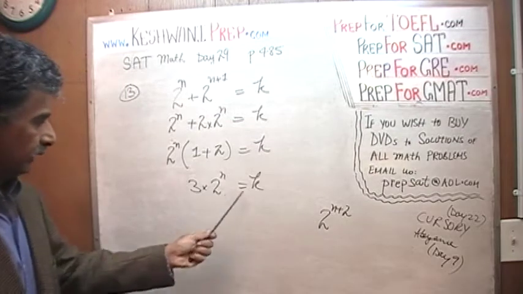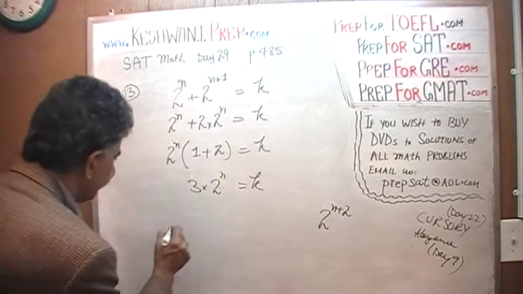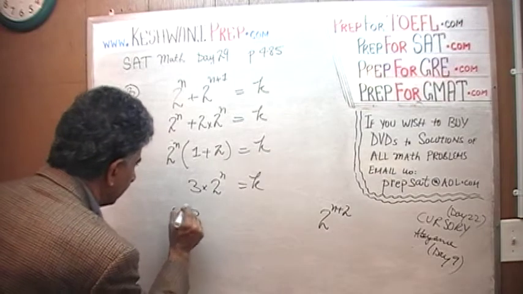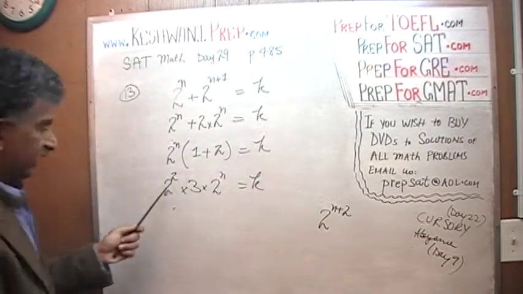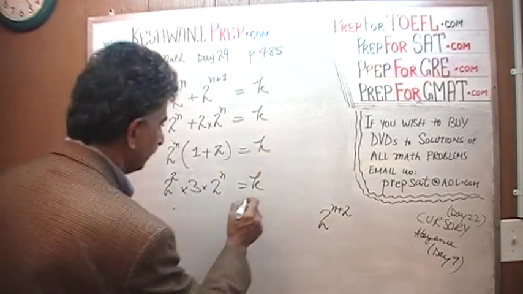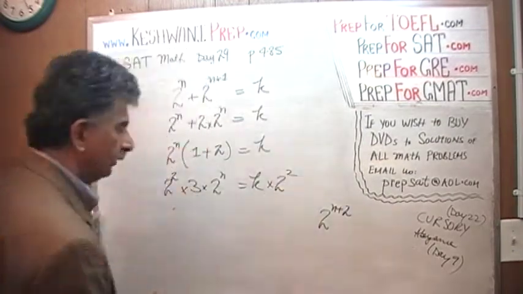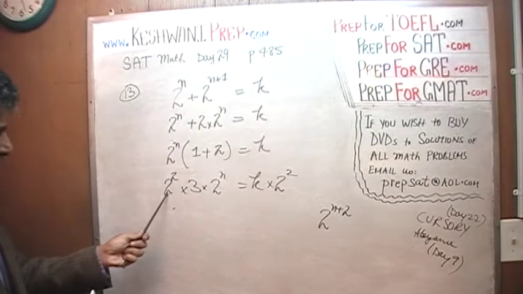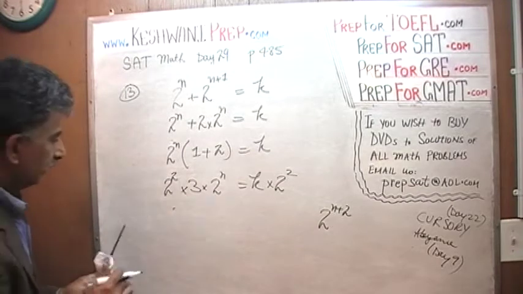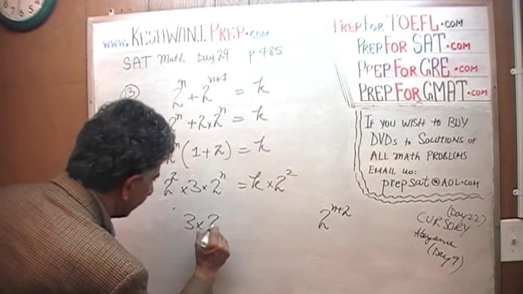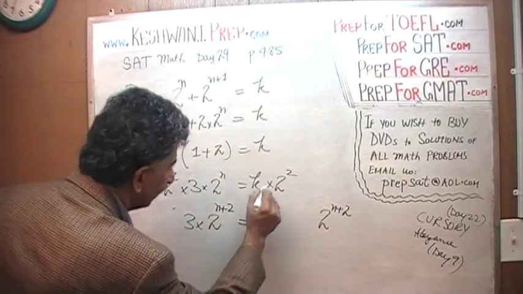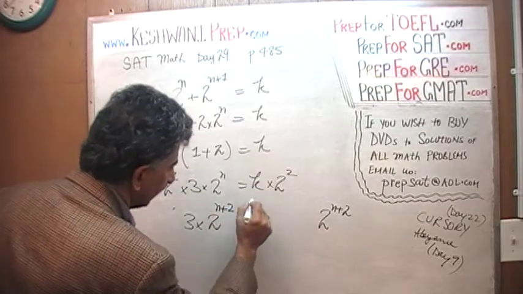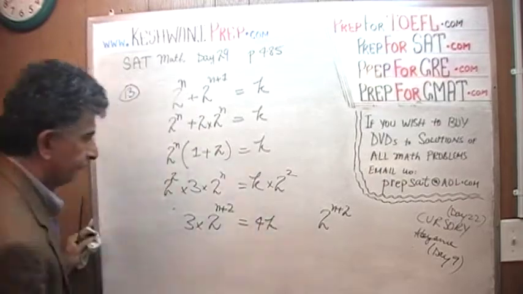So let's multiply this side by 2 raised to 2. And if you multiply this side by 2 raised to 2, we have to multiply that side by 2 raised to 2. Now we have a base of 2 here, and a base of 2 here. So this is the same as 3 times 2 raised to n plus 2, which equals 2 raised to 2 times k, which is the same as 4k.